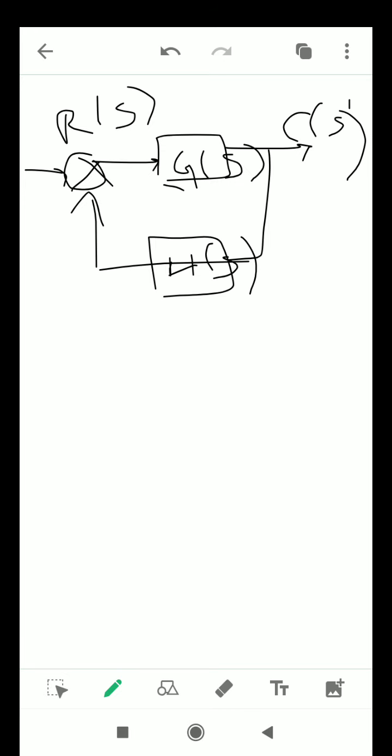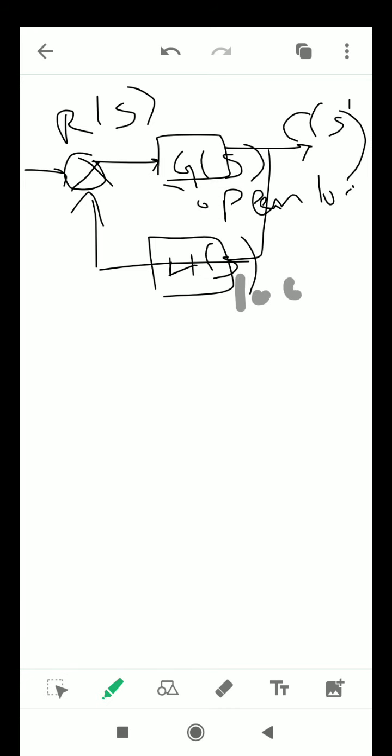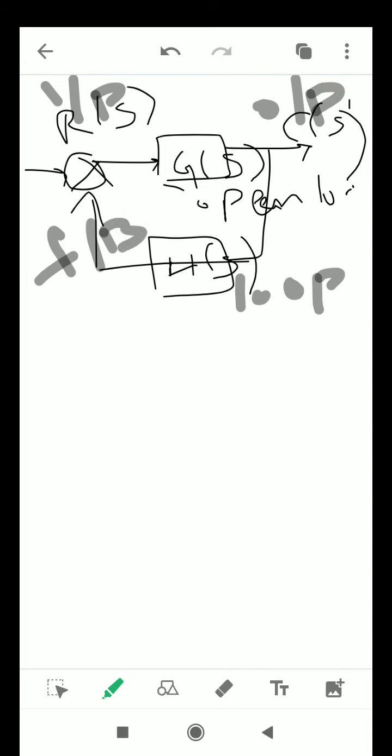Again, I am pointing out the important notations here. G of S represents your open loop transfer function. This is your input. This is your output. This is your feedback. And here you might have plus minus. If it is plus minus, the system will be a negative feedback system. If it is plus plus, it will be a positive feedback system. So this is how any system will be represented by a block diagram.